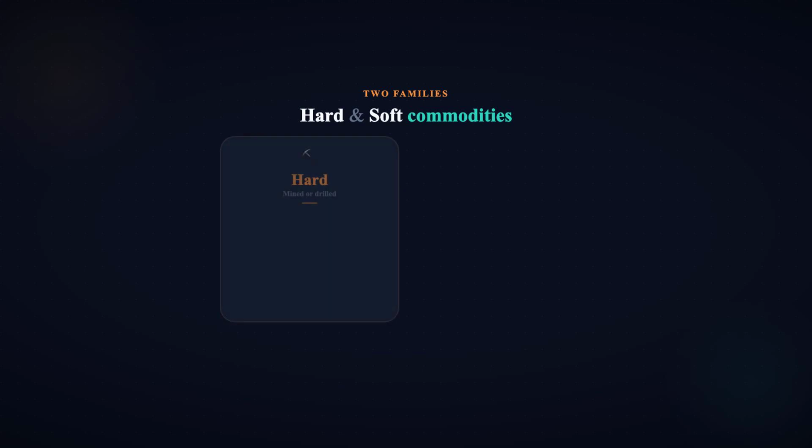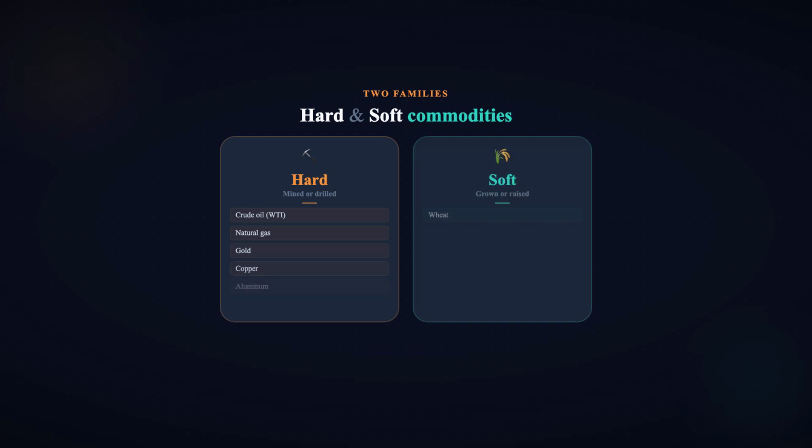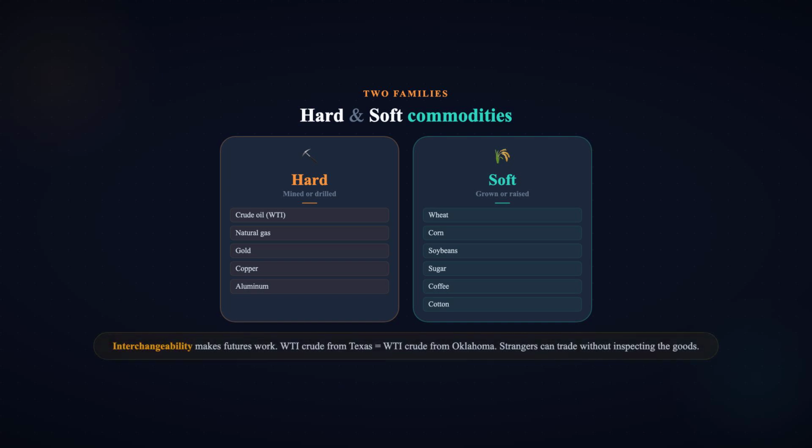Commodities fall into two broad families. Hard commodities are mined or extracted: crude oil, natural gas, gold, copper, aluminum. Soft commodities are grown: wheat, corn, soybeans, sugar, coffee, cotton.